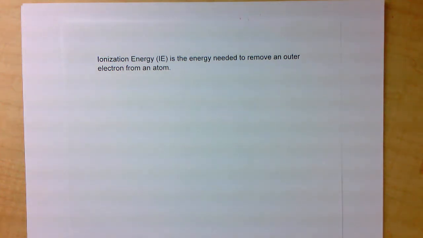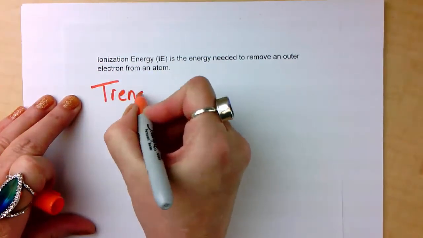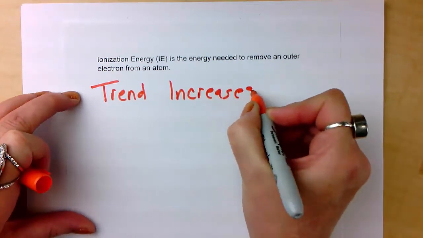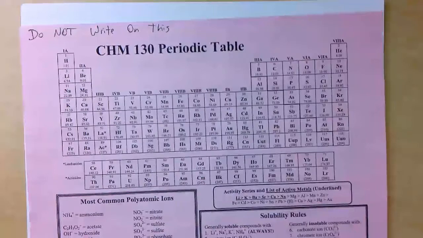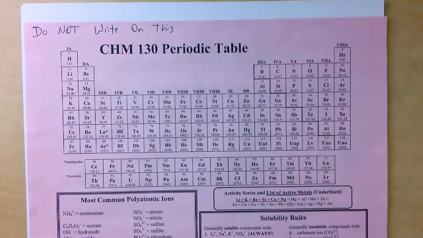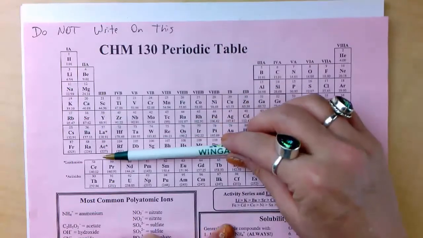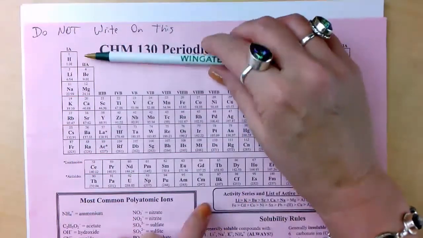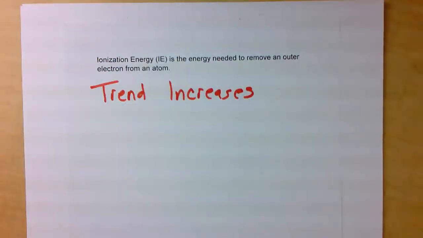So let's think about the trend. Ionization energy is going to increase, either up or down in the table. So let's look at the periodic table. As we go up versus down, we've learned that we're getting larger as we go down, and we're smaller as we're at the top. Now, let's think about this in terms of size.